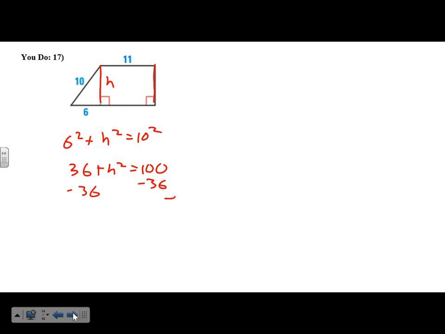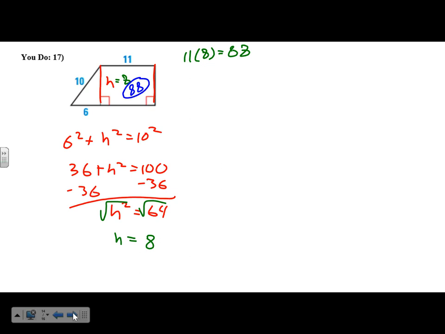Subtract 36. Hopefully you guys are getting pretty good at solving problems like this since we started this with the Pythagorean theorem, where we take the square root at the end. So the h for that one is 8. So the area of the rectangle is 11 times 8. So that area is 88.